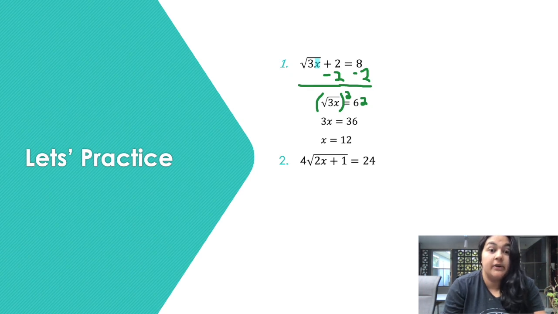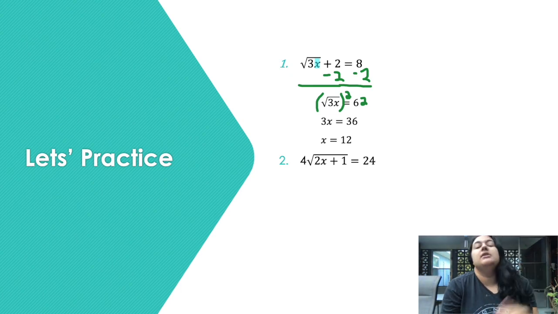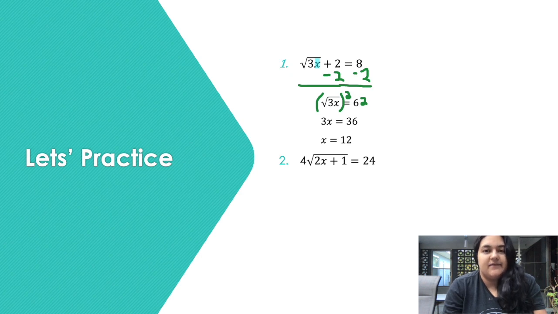Okay, next problem. 4 times the square root of 2x plus 1 is equal to 24. First step, isolate the radical. In this case, I am not going to be adding or subtracting to isolate. I'm going to be getting rid of that 4. And if that's 4 times the square root of that expression, how am I moving that 4 over? I'm going to divide both sides by 4 in order to get this x. Okay, let's do it. I'm going to divide that side by 4, and that side by 4.